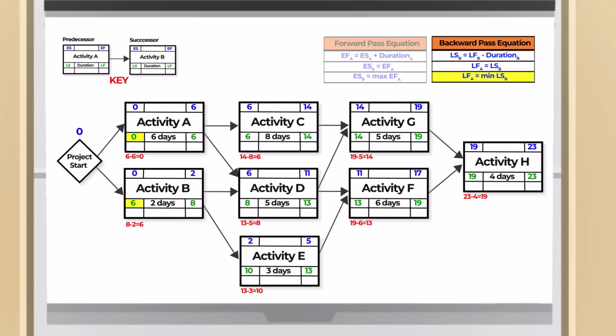Back to our project start milestone, we have two successors. The minimum is 0. This completes our forward and backward computations.